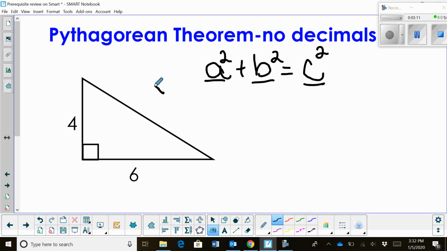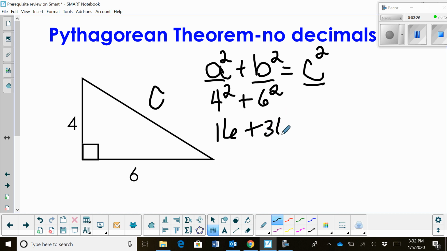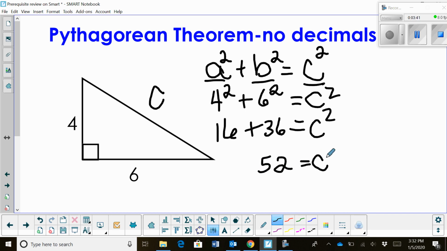Well, we don't know c, so I'm just going to label that one c, and I'm going to use 4 for a and 6 for b, but those are interchangeable. So let's just do a quick review of this, and that's going to be 16 plus 36. And that's c squared. I'll add my c squared up here. And then 6 and 6 is 12. Carry the 1, so that's 52 is c squared.